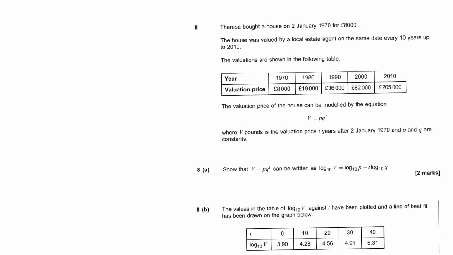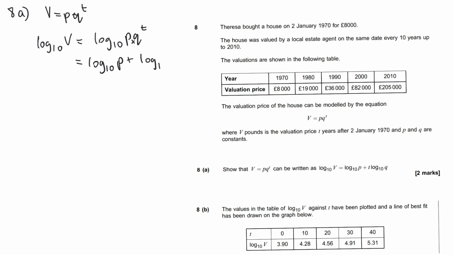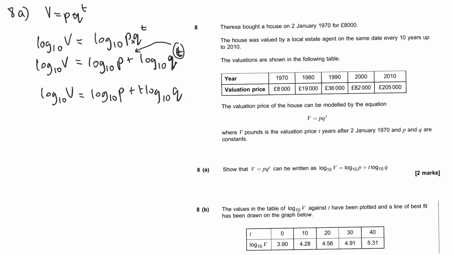So again, I'm going to move it over here to give enough space. So 8A. First things first, we've got V is equal to PQ to the power of T. So now we're going to add log to both sides. Then in terms of log 10 PQT, whenever you're multiplying logs, another way of rewriting is to write them out as if they're being added. Then the next way to rearrange it is, remember, if you've got a log number and that's the power of something, you move that power to the front. So then that would be log 10 P plus T log 10 Q. Have we made it look like how we want it? Yeah, we have. So we've shown that part.